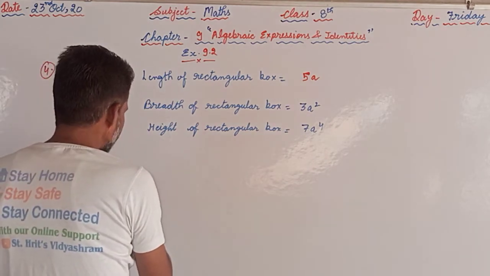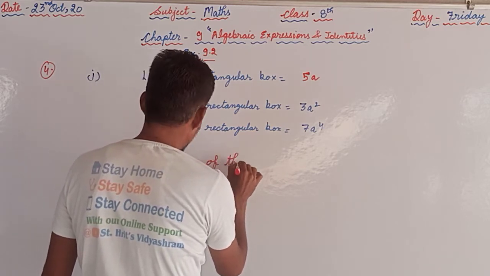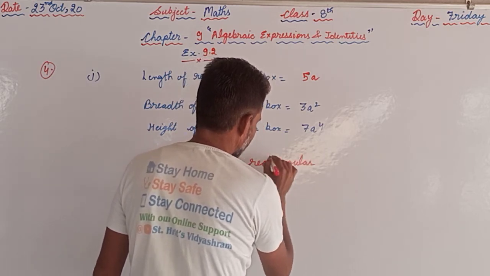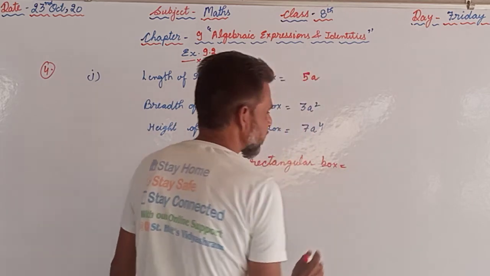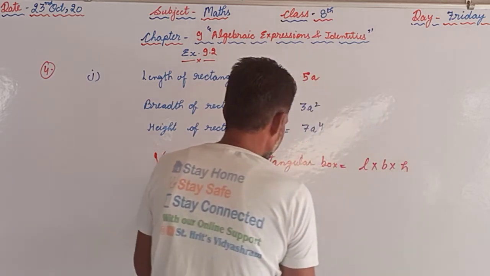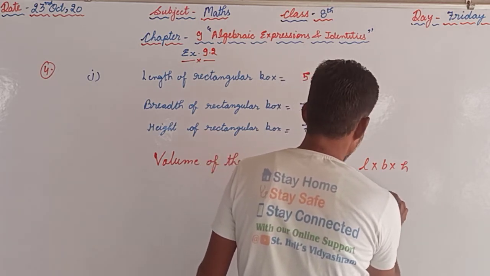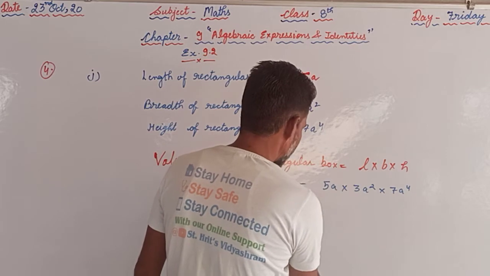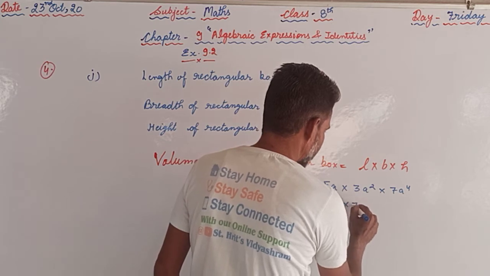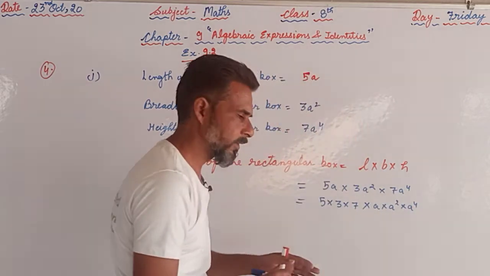So volume of the rectangular box, that is in the form of cuboid, and the volume of cuboid is length into breadth into height, and that will be 5a into 3a square into 7a raised to power 4. So we can write that, we will write the numbers first. 5 into 3 into 7 into a square into a 4. We have written like this.